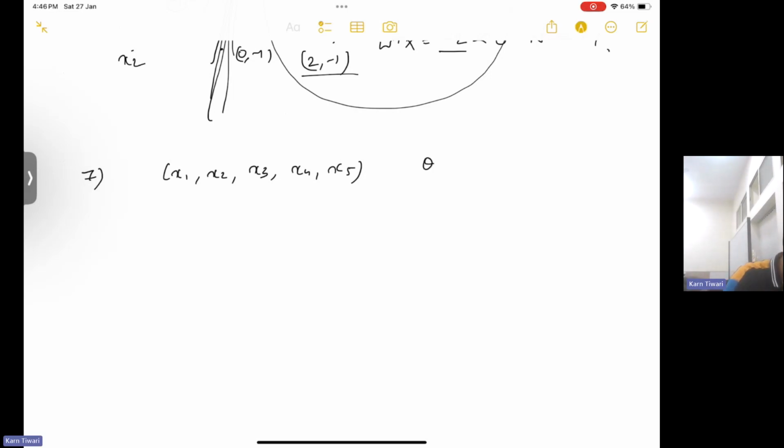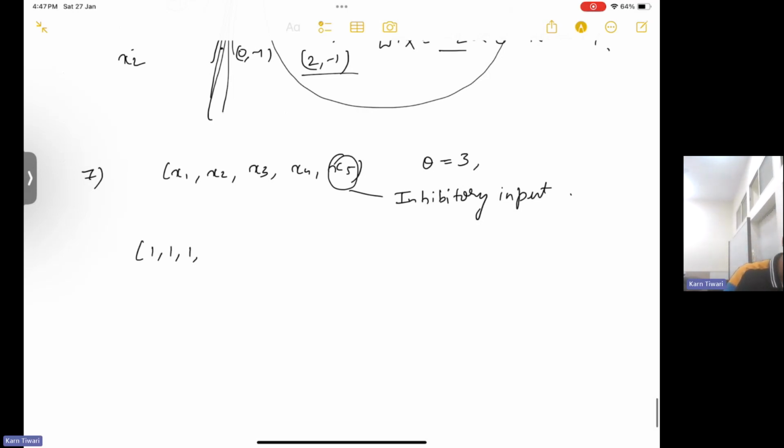Threshold theta is equal to 3. And one thing is given, which is an inhibitory input. What does it mean? Whenever it's on, the output is off, irrespective of whatever the other inputs are. Just remember this thing. The input given is 1, 1, 1, 0, 1.